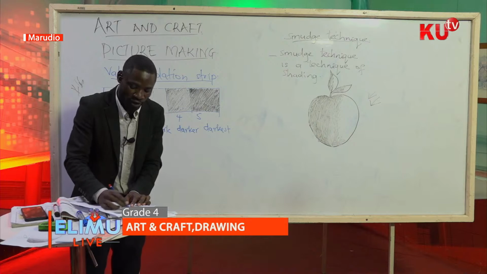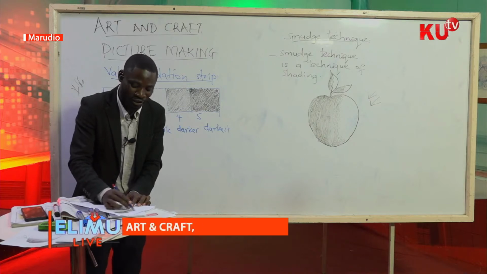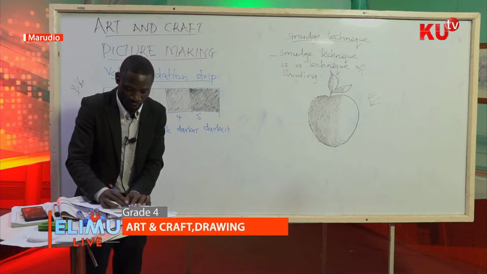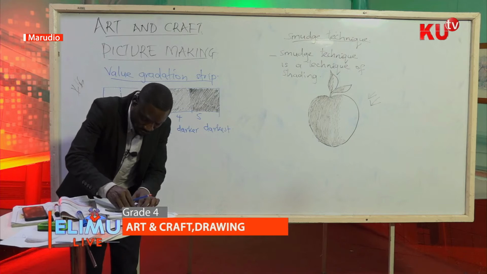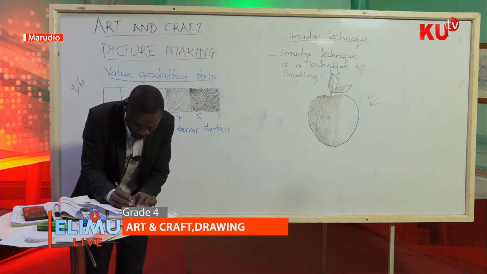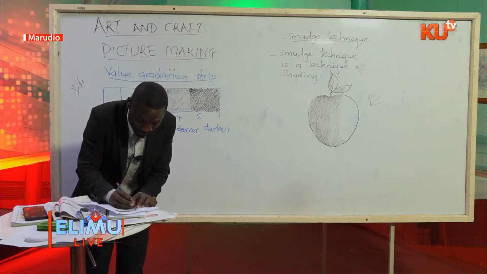As you shade, remember, you should not trespass. You should not go to the next box, because each and every box has its value, tonal value. Okay. We are shading together. And because I have moved a bit, I have shaded the other box. I have to rub. Like I said, no one is perfect. That's why we are having a rubber with us.